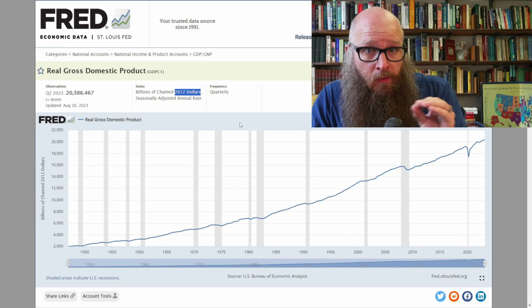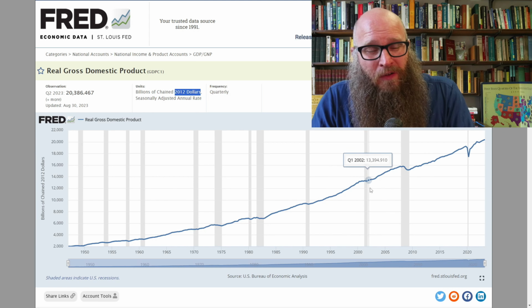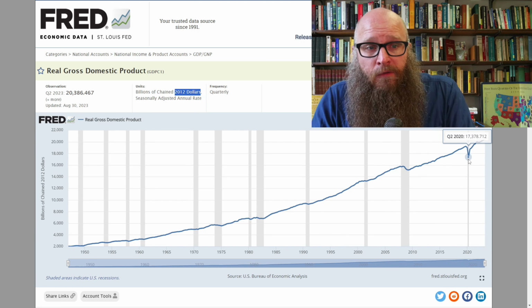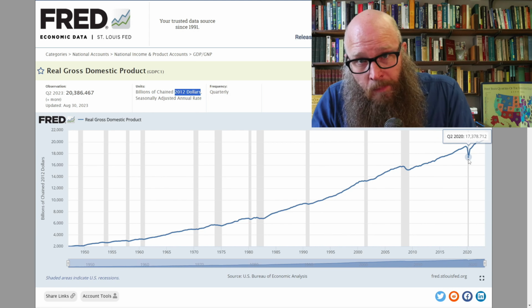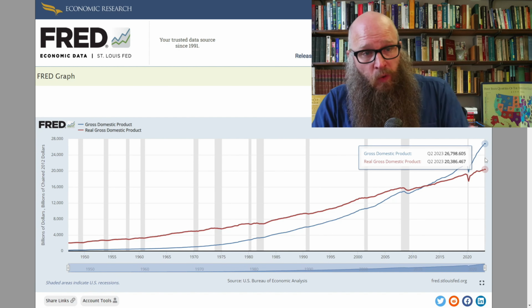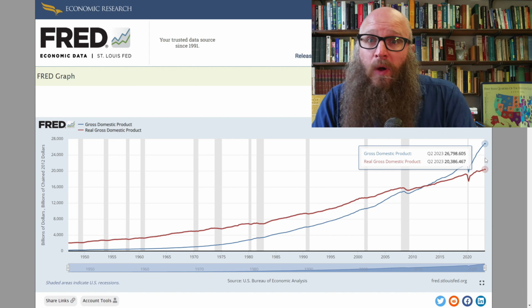The gray bars represent recessions. You can see a very small decline during the dot-com bubble, a more significant drop during the Great Financial Crisis, and of course, the very dramatic COVID experience. For fun, let's compare this to nominal GDP. So today, in 2023 dollars, the GDP is 26.7 trillion.